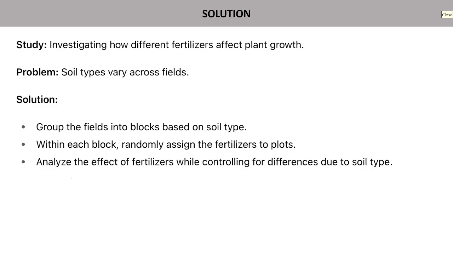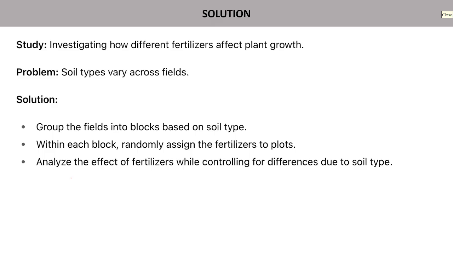Now let's understand this with an example, where someone is studying the effect of different fertilizers on plant growth. The problem is different kinds of soils across the field. The solution can be to group the field into blocks based on the soil types, and within each block, fertilizers will be randomly assigned. So the problem here is soil type. Suppose there is a square field and there are four types of soils at different corners, and we have to study the effect of the fertilizer on plant growth.